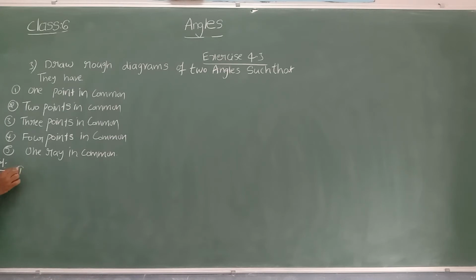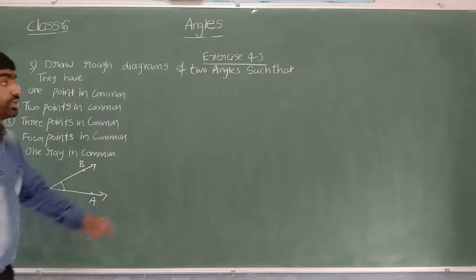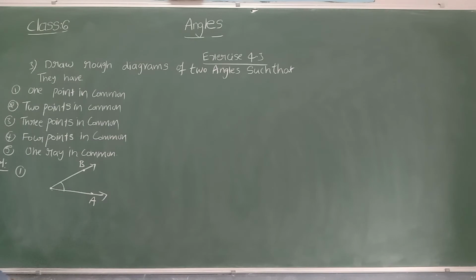Now the first one, see here. Let me take a vertex. Draw one ray, draw another ray. Name them OA, OB. It is called one angle. They are asking to draw how many angles? Two angles. Let me draw one more angle, OA ray, OB ray. Let me draw OC. Now if I take these two angles, they have 2 points in common, but they are asking for only one point in common.